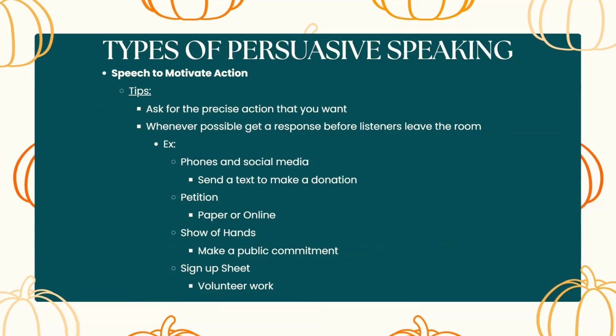So some tips for motivating action: first, ask for the precise action that you want. Don't assume that they know exactly what you need from them to accomplish what you're asking of them. I need you to literally say, I want you to sign this petition. I want you to stop doing this. I want you to tweet this. I want you to write a letter to this person. You need to tell them the exact thing you want them to do. And secondly, whenever possible, get a response before the listeners leave the room.